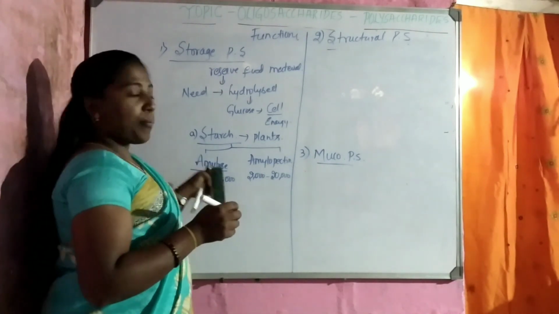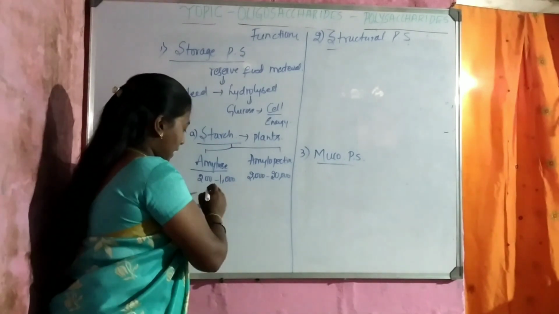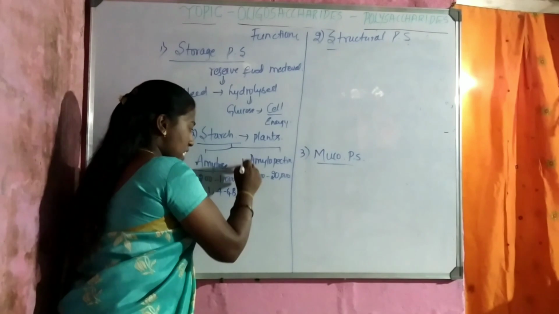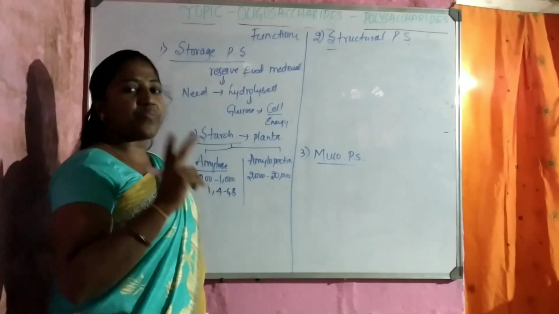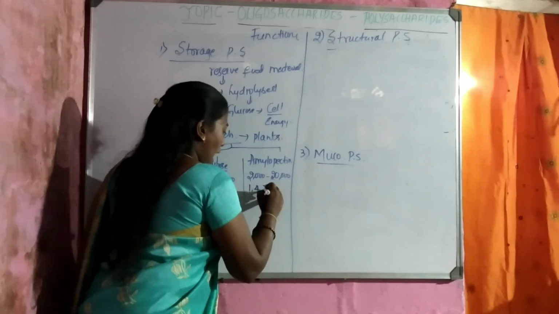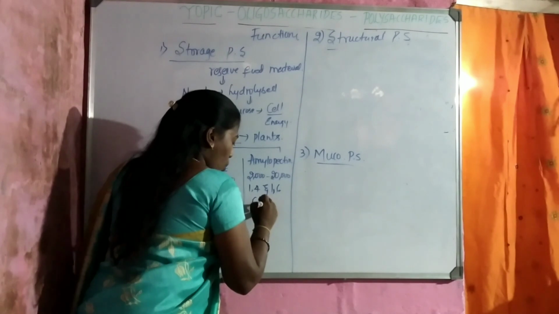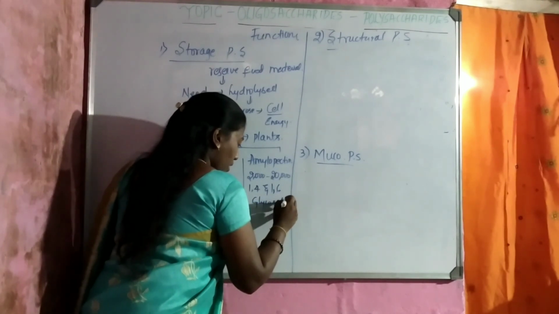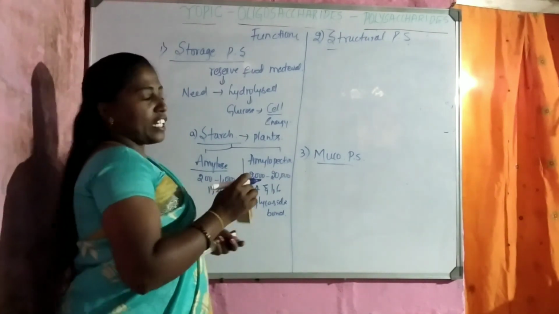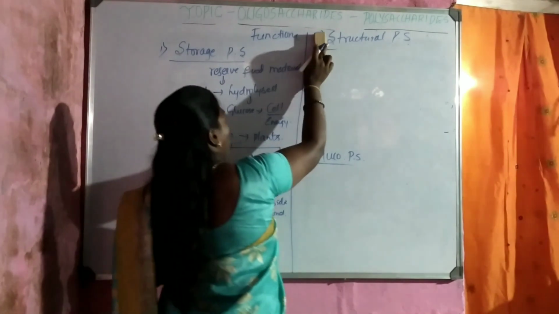Here amylose, as I told, is also connected by glycosidic bond. It will contain 1,4 glycosidic bond. Whereas in the case of amylopectin, you can find two types of glycosidic bond, that is 1,4 and 1,6 glycosidic bond. What do 1,4 and 1,6 mean? We already discussed the glycosidic bond.